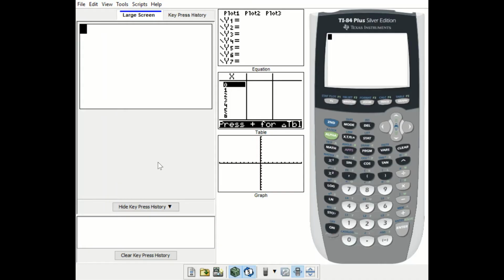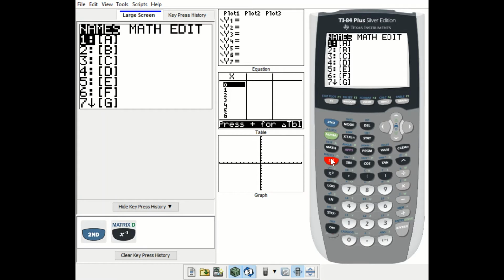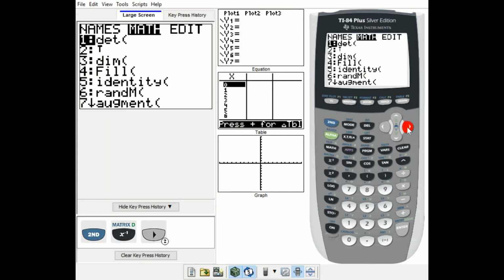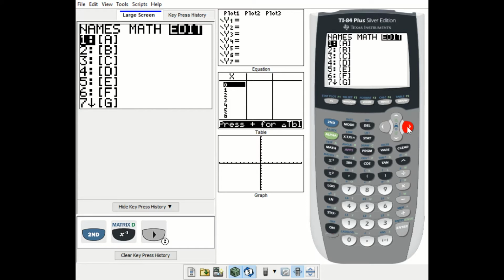Okay, we're going to see how to do some matrix operations on this TI84. So let's say we want to go in and put a matrix. We go to second and then x to the minus 1, which is matrix. And you have to edit this, and that's where you get to define your matrices.